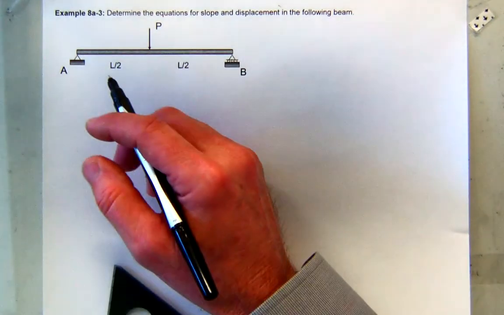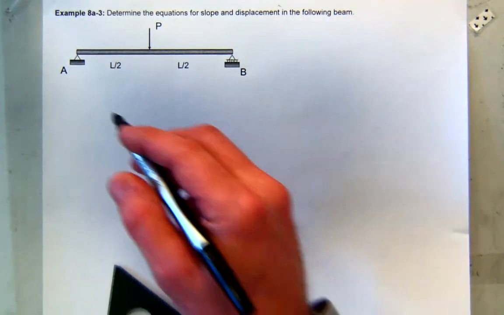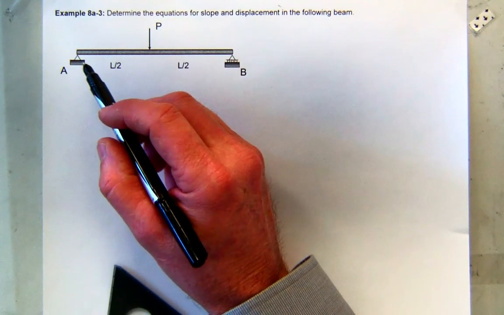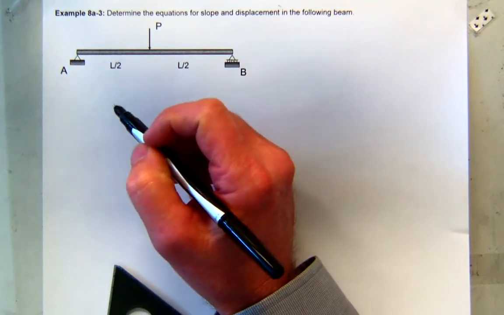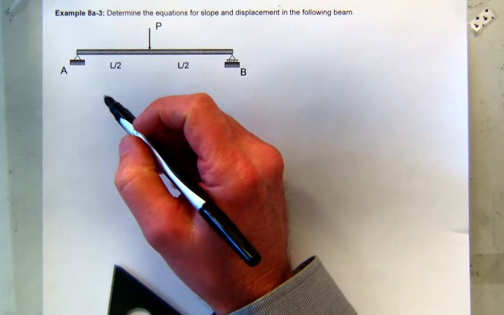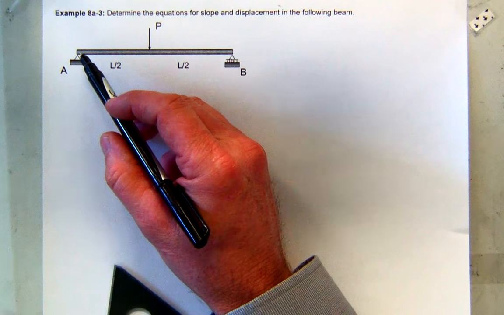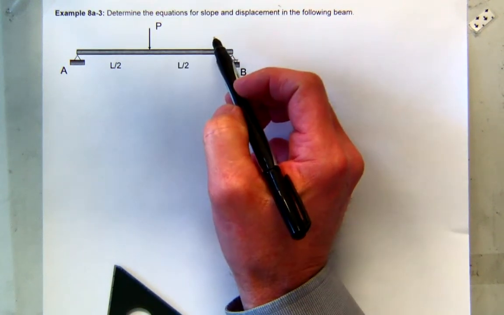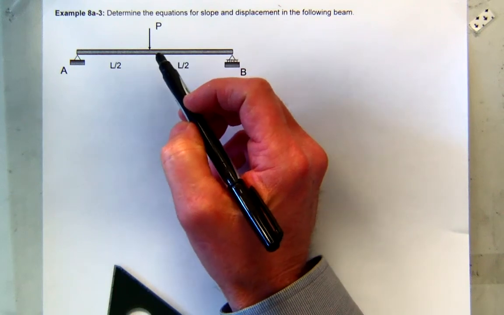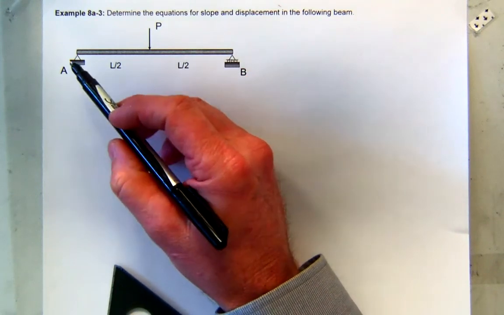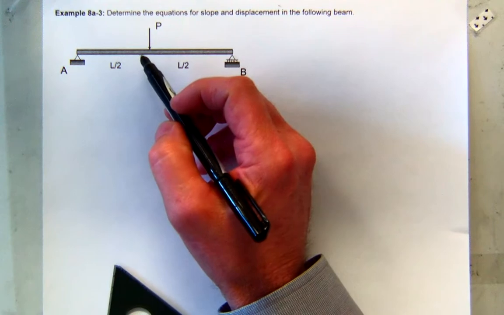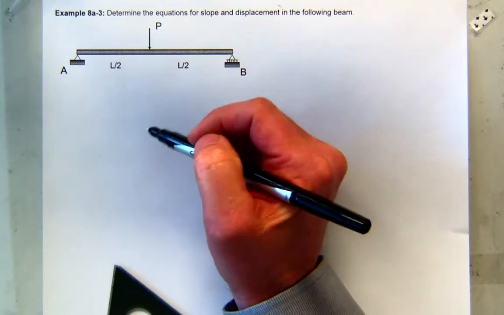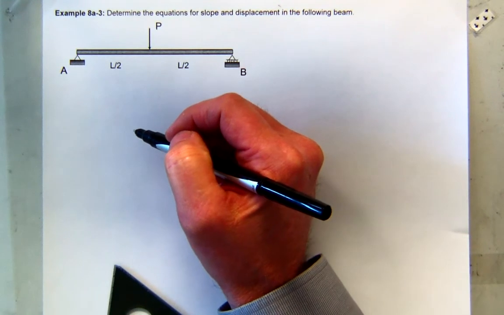The first thing you want to think about is in direct integration, what are you doing? You're integrating the moment equation. Can you write a single moment equation, a continuous moment equation that's valid across this structure? No. You're going to have a moment equation that's valid from 0 to L over 2, and then another one from L over 2 to L. So you're going to get a displacement equation that's only valid from 0 to L over 2, and another displacement equation that's only valid from L over 2 to L. So you're going to get two sets of displacement equations.